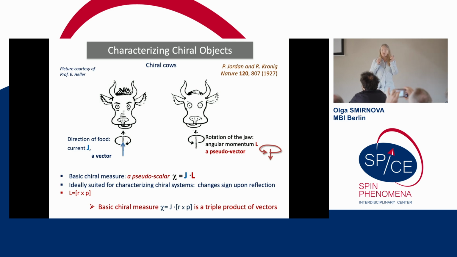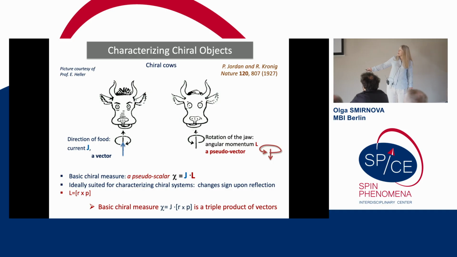the plane of rotation. So the typical chiral observable you can obtain is a scalar product of the food vector, so it's a current of the food, and the angular momentum of the jaw. Because this is a vector and this is a pseudo-vector, the product is a pseudoscalar, and a pseudoscalar is a typical chiral observable. Pseudoscalars are ideally suited for characterizing chiral systems because they change sign upon reflection or upon inversion.